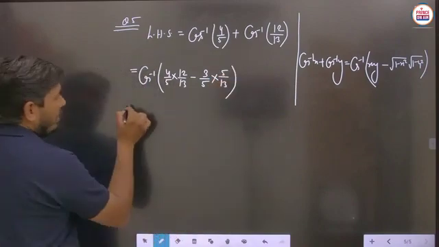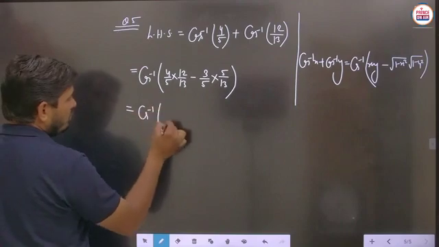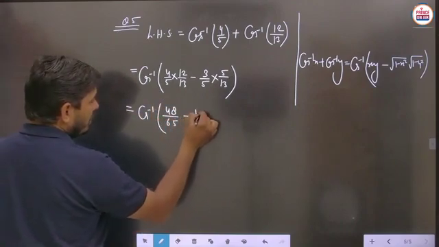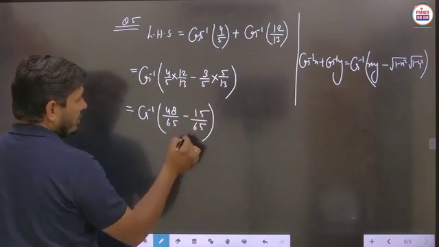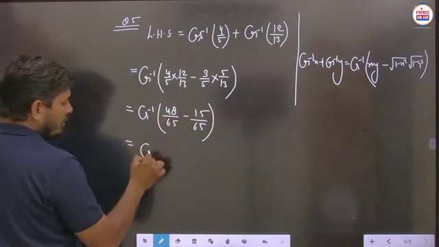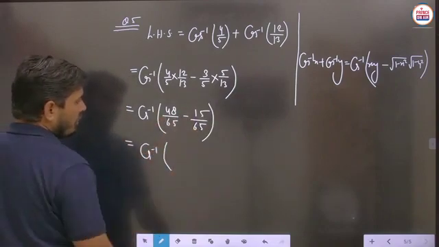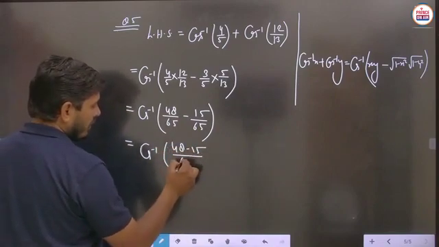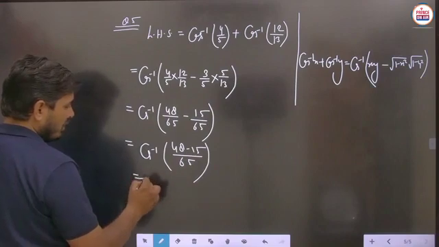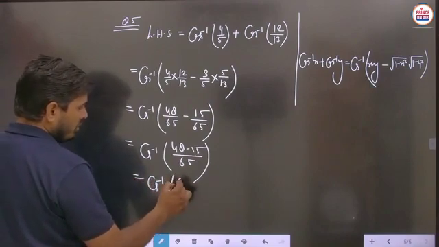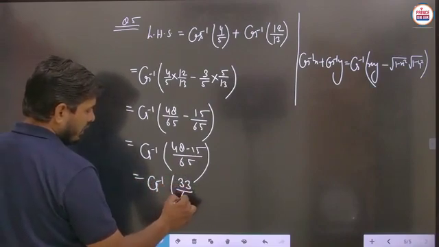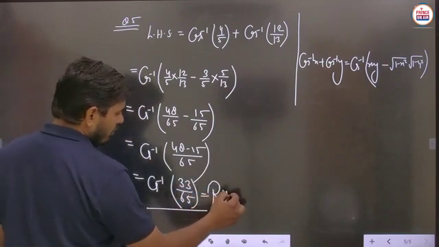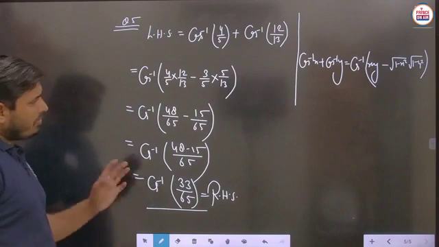Now the calculation is easier. So this is 48 divided by 65 minus 15 divided by 65, and we have to just take the LCM and do the difference of this part. Then 48 minus 15 divided by 65, and it should be 33. So 33 divided by 65 is the answer of this question, and this is always given on the right hand side.